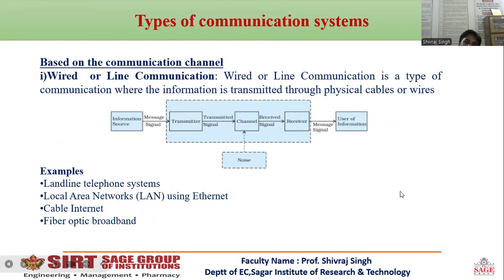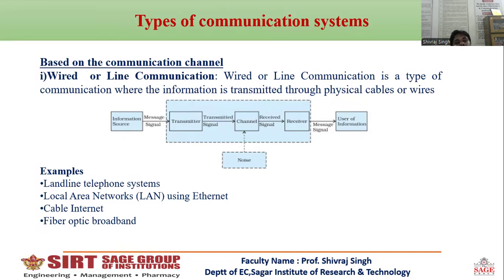Now, divide the communication system according to the channel in which we transmit the information or message signal. Basically, there are two types of communication. First one, wireline communication. Another is wireless or radio communication. First one, wireline communication. Wireline communication is the type of communication where the information is transmitted through a physical cable or wire.